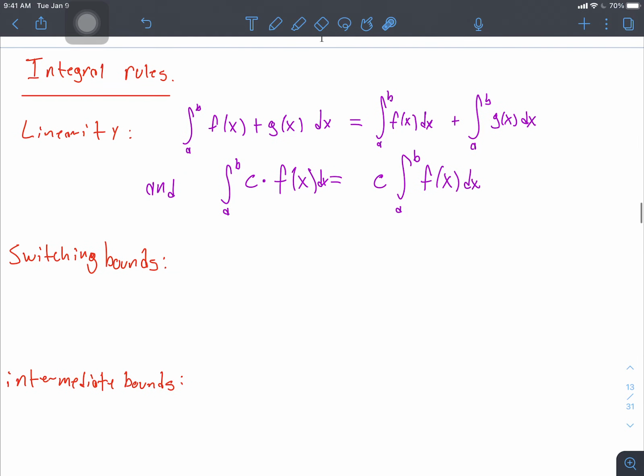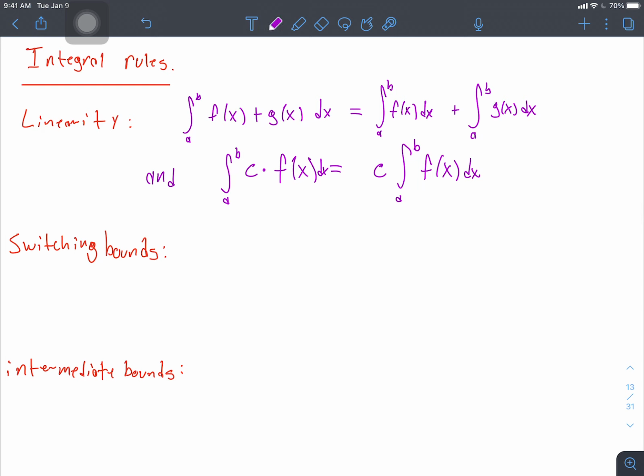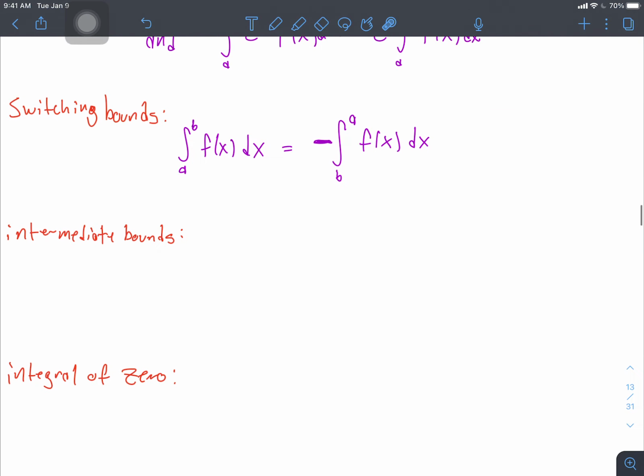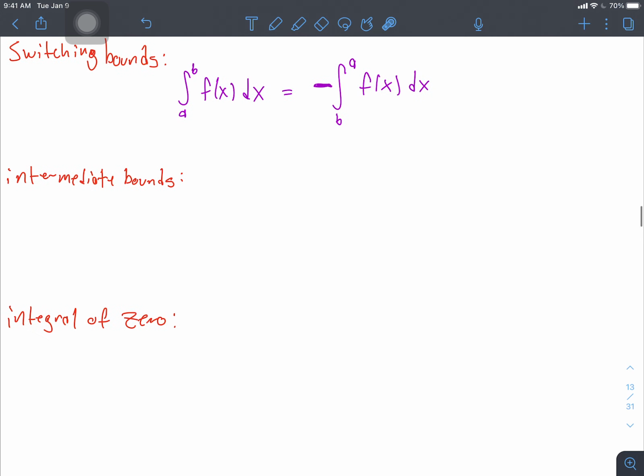Okay, so another rule that's important to know is that we can switch the bounds of integration and get a nice result, which is that the integral from a to b of f of x dx is going to be equal to the integral from b to a of f of x dx with a minus sign. Okay? So loosely speaking, this is kind of like, if I'm counting area from left to right, then I get the opposite of if I count area from right to left. Okay, so this is sort of synthetic for now.